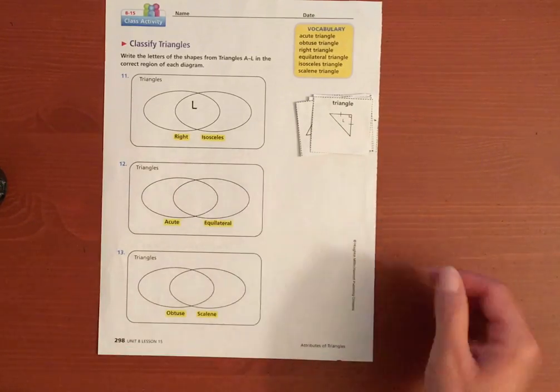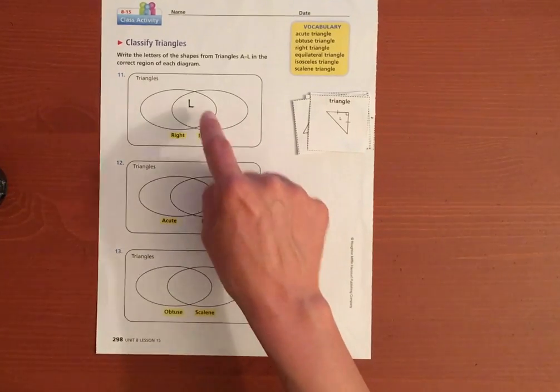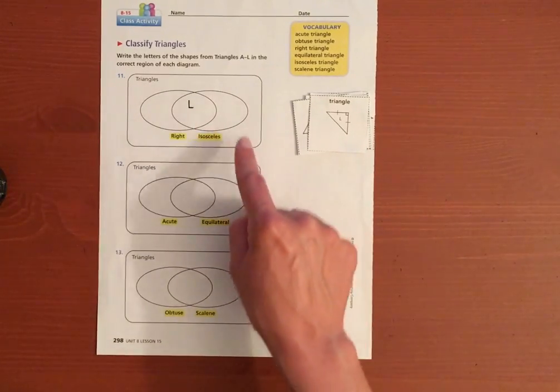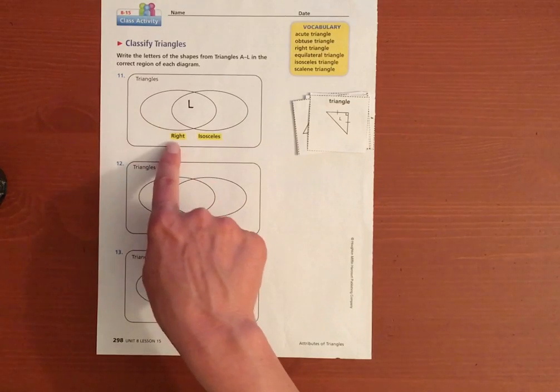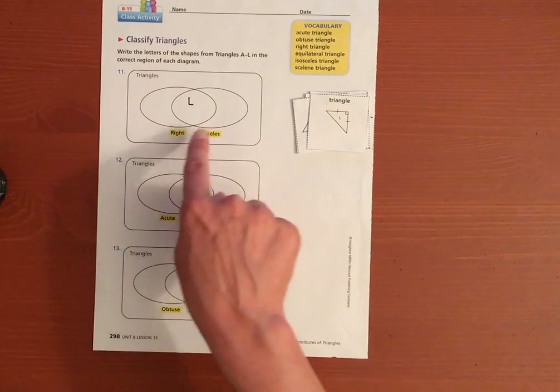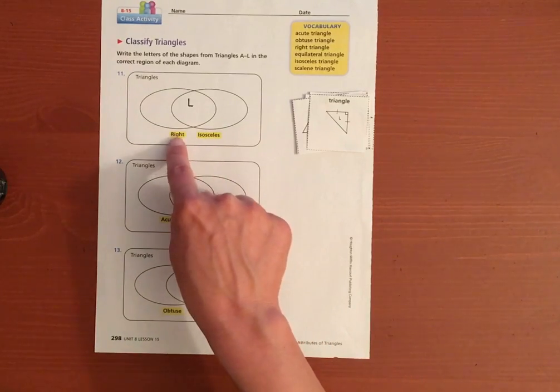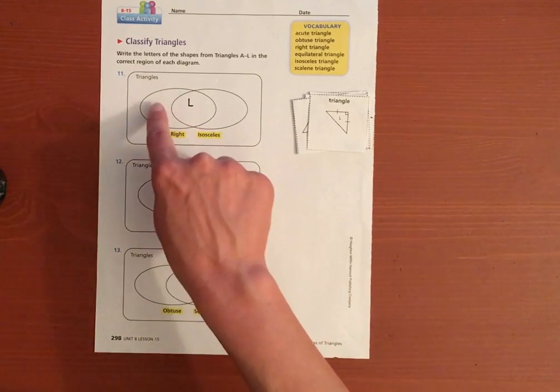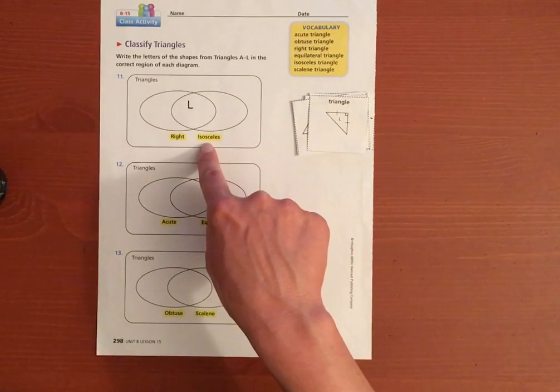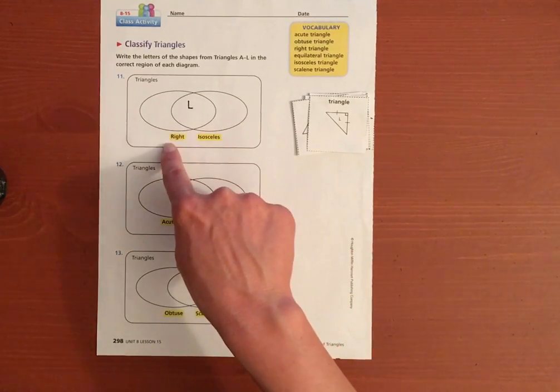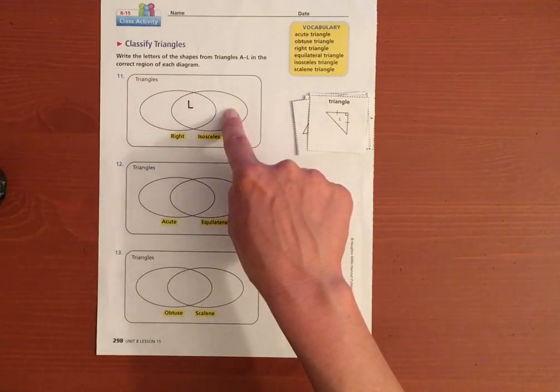If an item fits in both categories, it goes in this middle part. If it just fits in this category, for example, if it's just a right angle triangle and not also an isosceles triangle, it goes over here. If it's just an isosceles triangle and not also a right triangle, it goes over here.